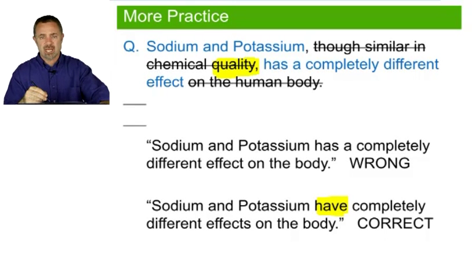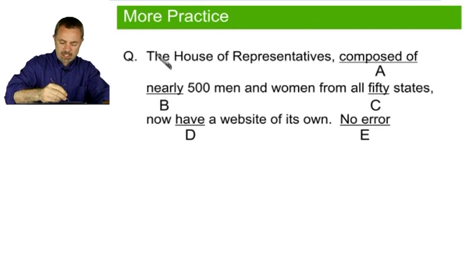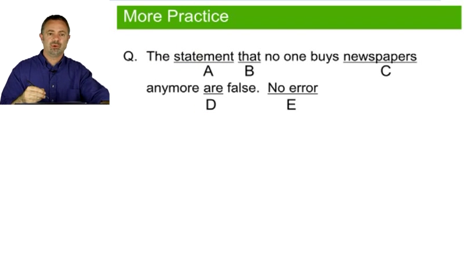Well, why don't we take a look? We've seen some basic examples. Why don't we take a look at some more in-format SAT examples? So here we have the House of Representatives, composed of nearly 500 men and women from all 50 states, now have a website of its own. Well, here our subject is the House. Our verb is have. If we cut all the middle language in between the commas, we have just the House and have, which is incorrect. The House is singular, have is a plural verb, so therefore D is our answer because the verb should be has.